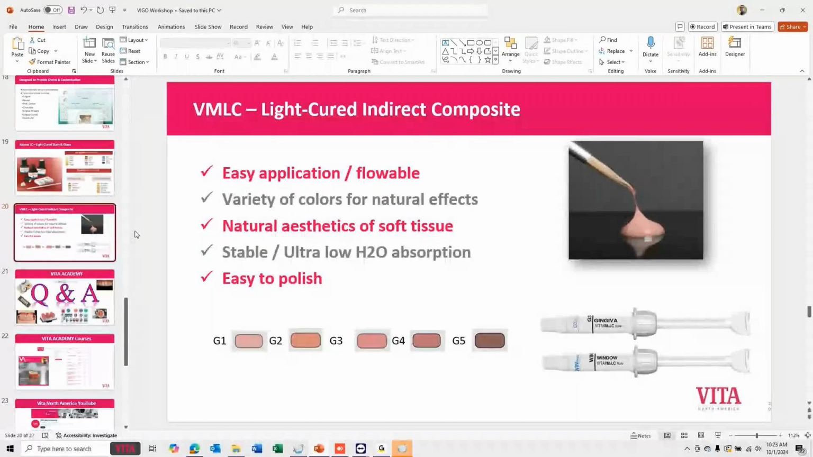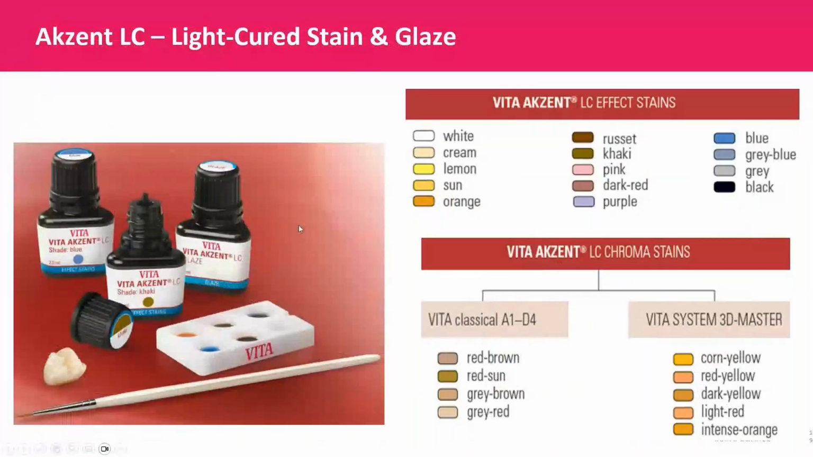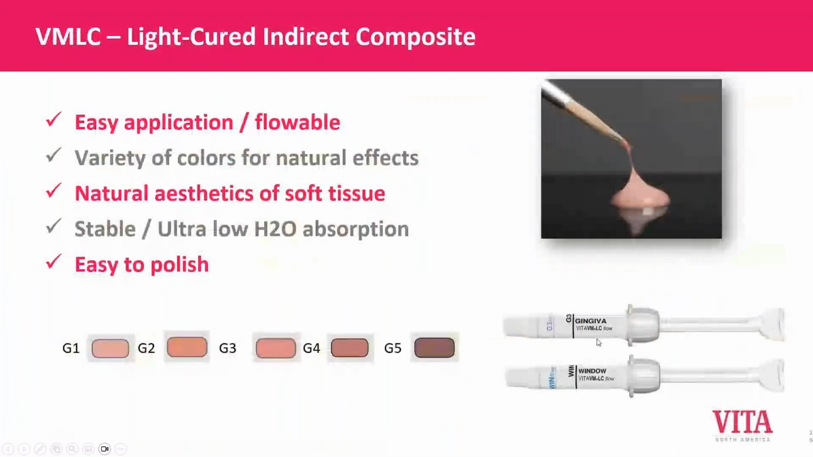All right, so I showed you guys the Accent LC. There are 14 colors and 4 chroma colors, and it comes either classic or 3D master. And again, the VMLC, the light cure composite, comes in 5 gingiva colors. You can use that for either layering the gingiva or adding texture or something like that.